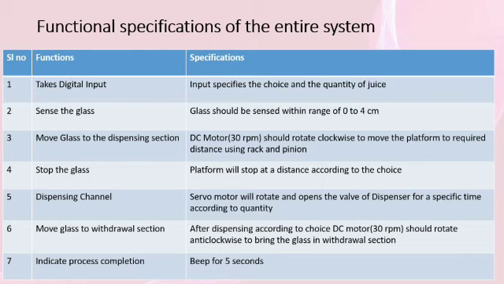Fourth, to stop the glass. The platform will stop at a distance according to their choice. Fifth, dispensing channel. The servo motor will rotate and open the valve of the dispenser for a specific time according to the quantity. Sixth, moving the glass to a withdrawal section. After dispensing according to the choice, the DC motor should rotate anti-clockwise to bring the glass to the withdrawal section. Seventh, indicates the completion of the process. The buzzer will beep for 5 seconds.